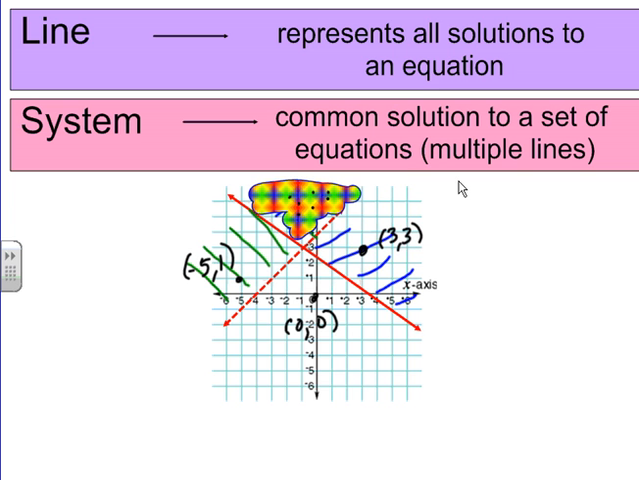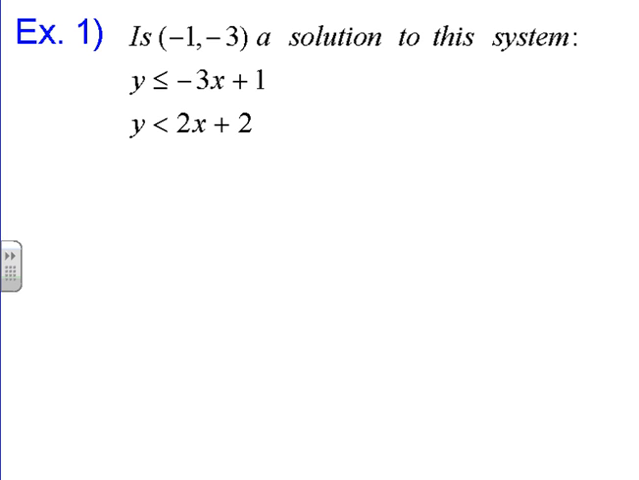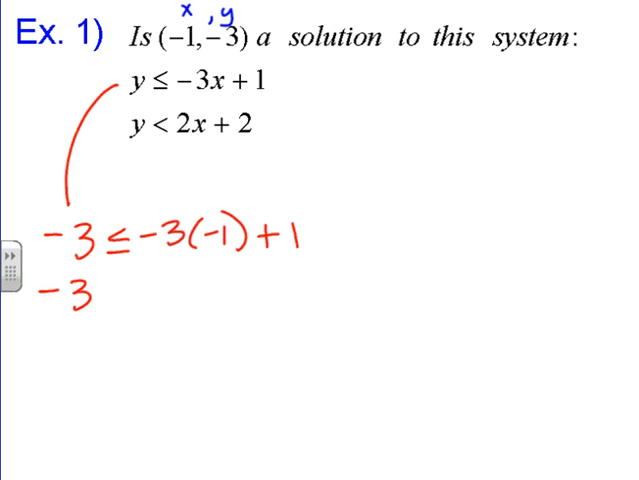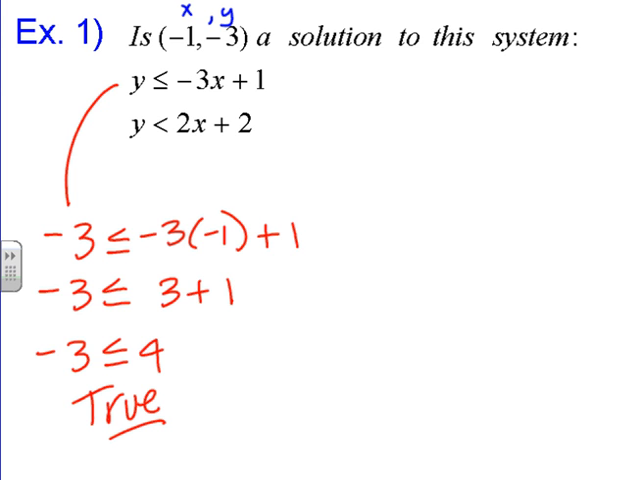Okay, now let's take a look at how we know if something's a solution to the system without graphing. All we have to do is remember that this is the x and this is the y, and we plug it into the inequalities to find out if it is true or not. Let's take this first one: -3 is less than or equal to -3 times -1 plus 1. If we simplify it, we end up with -3 is less than or equal to 4, and we know that that is true. So far we know it's in the shaded region of at least one of the inequalities.